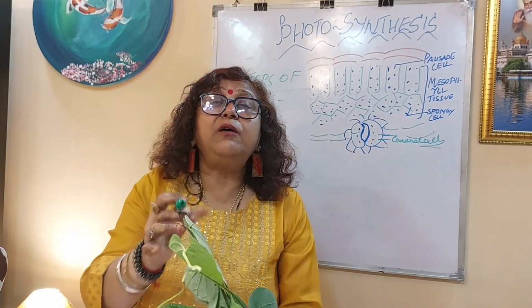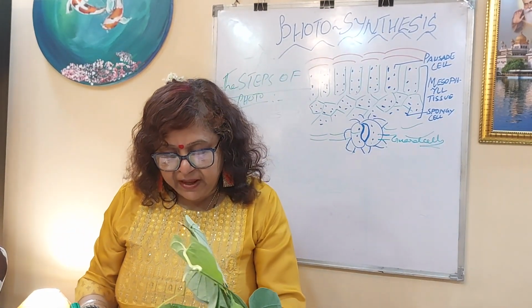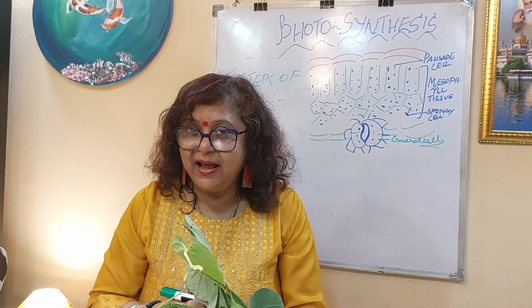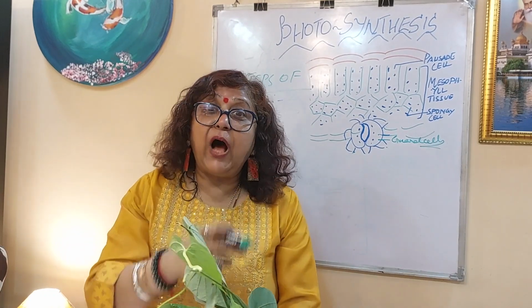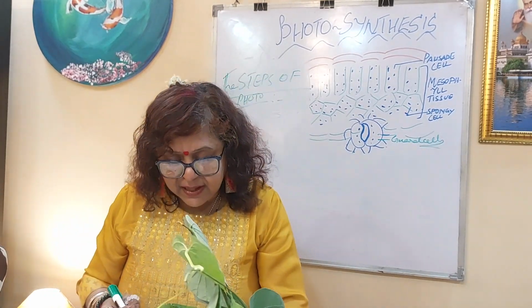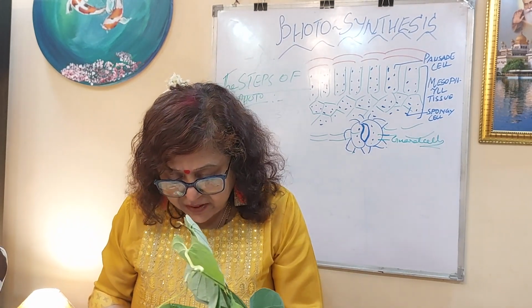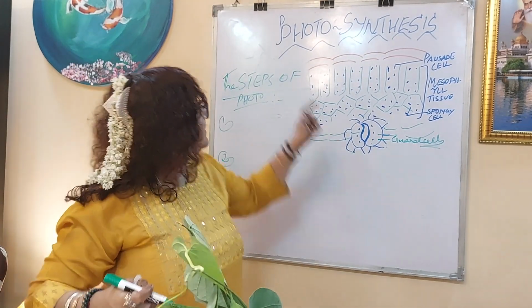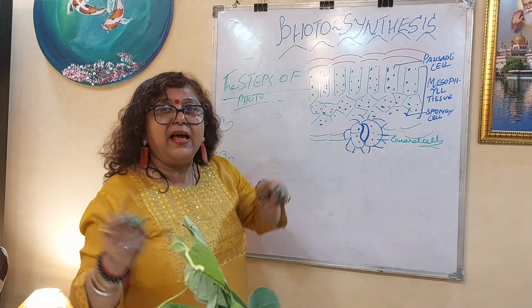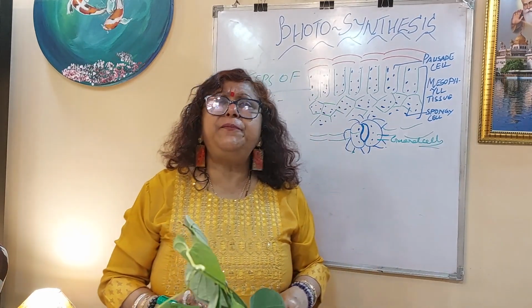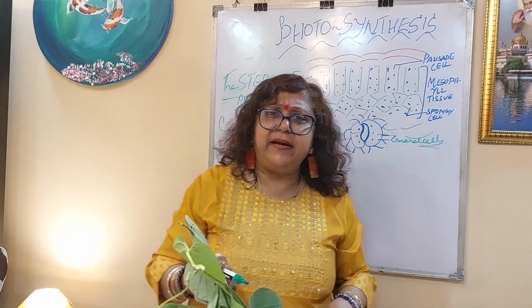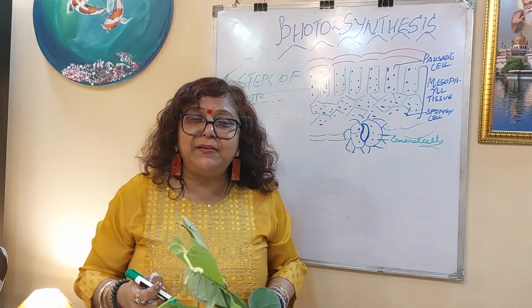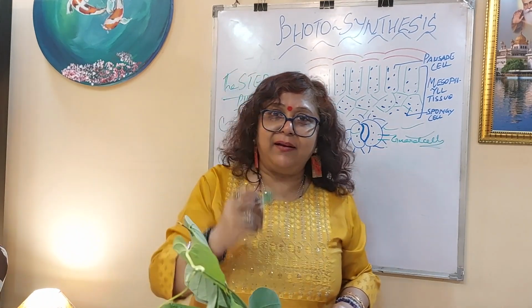Second is how the leaves are arranged in the plant. If they are at right angle, maximum absorption of sunlight takes place. Third is the cuticle and the upper epidermis, which is a transparent and waterproof layer which allows the light to enter in. And it is made up of cutin, C-U-T-I-N, cutin. What is the epidermal cell made up of? Cutin. Okay, that chemical it's made up of.